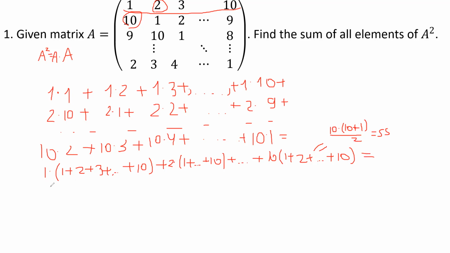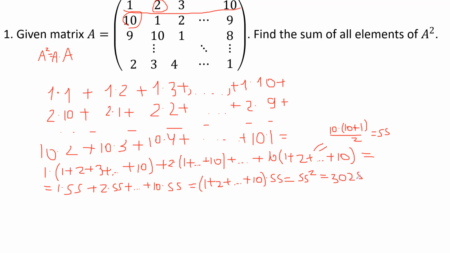So we have 1 times 55 plus 2 times 55, etc. plus 10 times 55. Note that we are only now counting the sum of the numbers in the first row of A squared, not in the whole matrix. Now we have a common multiplier of 55, so we have 55 squared, or just 3025. So you can find the sum of these numbers.